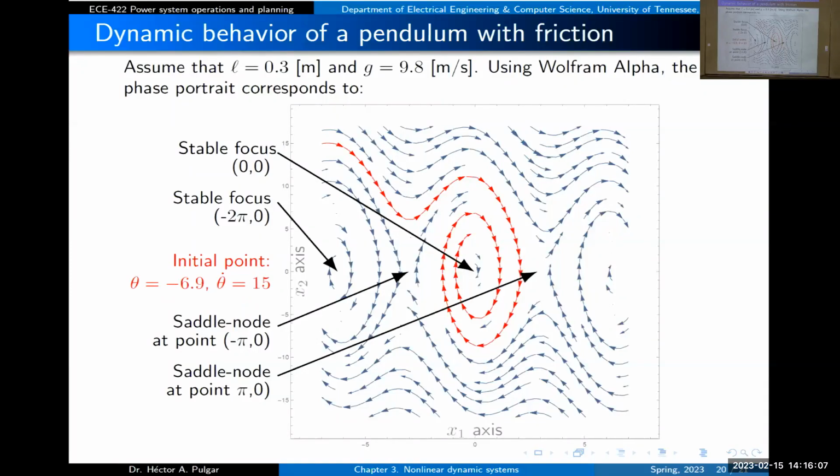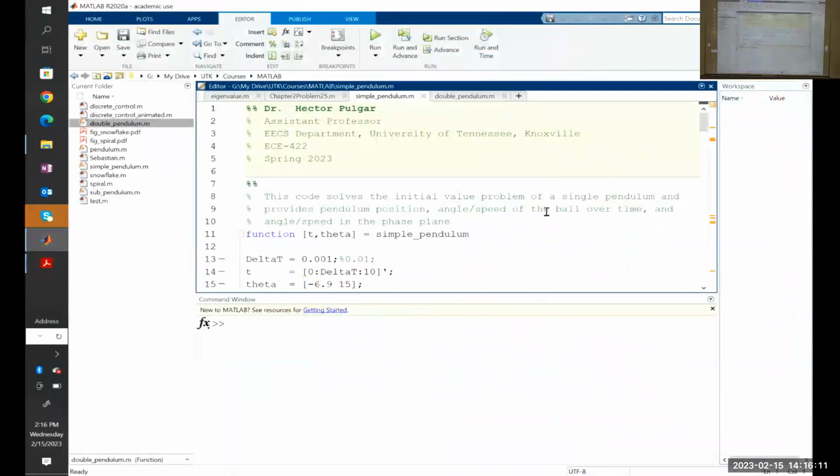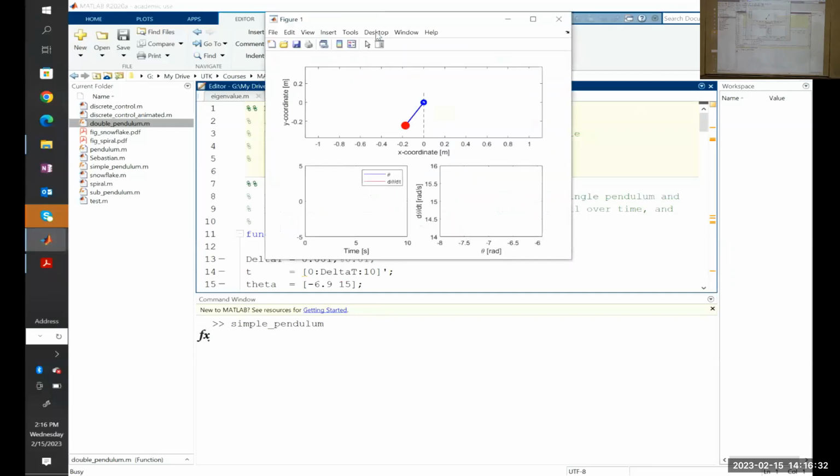I have put this code in Canvas, and we can play with the pendulum. Just let me show you this. You just run it, and when my computer is ready, we can talk about it. Come on. There it is.